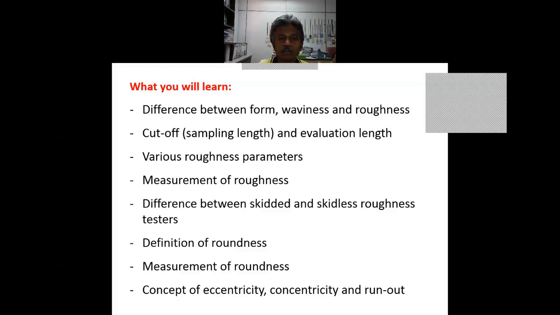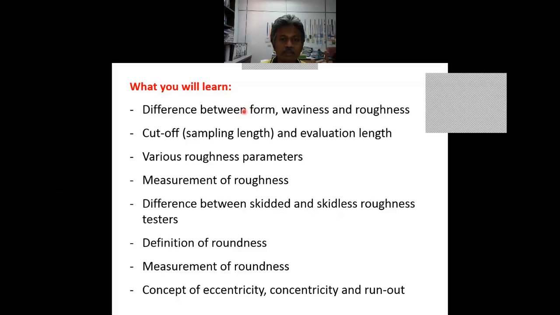Here I'm going to introduce a few basic amplitude roughness parameters, which you will commonly come across in the industry. Then how measurement of roughness is done. You'll look at how roughness measurement is done, and then you'll be able to explain the difference between skidded and skidless types of roughness tester. These are the two main types of roughness tester. The roughness tester you saw in the video just now is skidded. There are also skidless ones, so you need to know when to choose which.